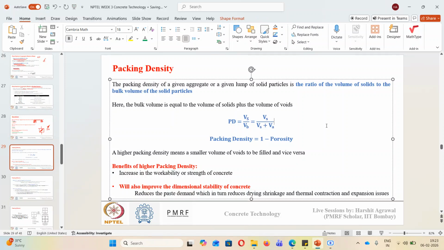In this numerator, I will add the volume of air voids and I will subtract the volume of air voids. So I am adding and subtracting Va. If I add and subtract Va at the numerator and keep the denominator the same, and I separate this part, this is one of my parts.